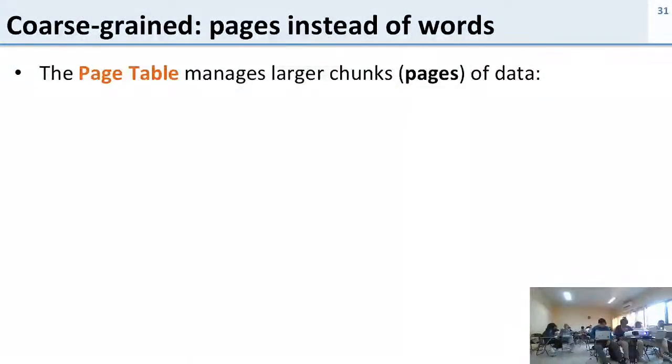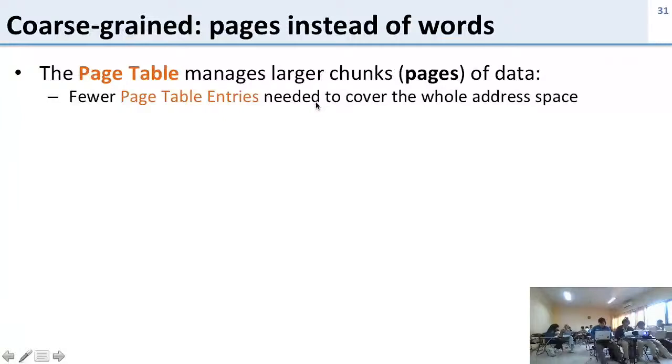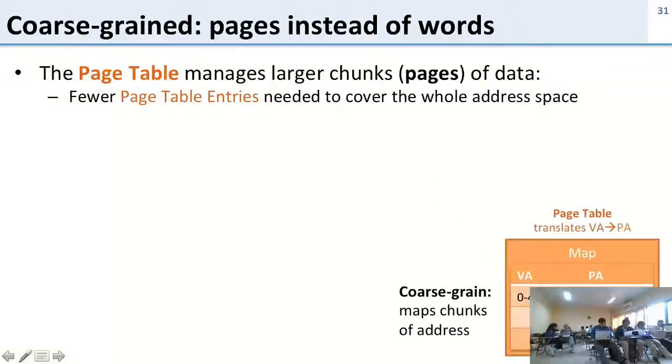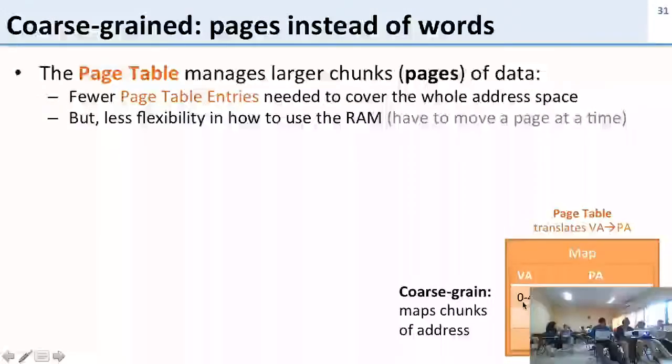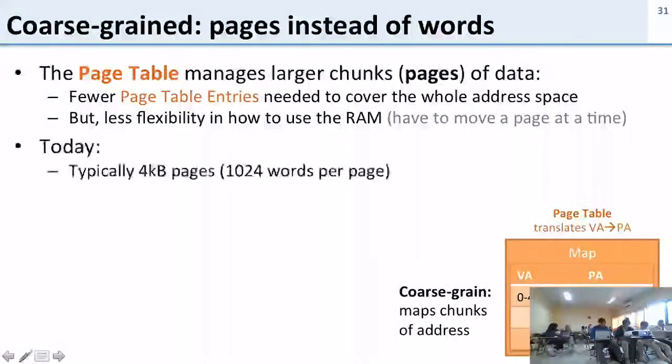So now we're going to do these coarse-grained pages instead. Our page table is no longer going to manage entries for each word, it's going to manage entries for each page. So we have fewer entries needed to cover the whole address space. And here's the example. We had 4 kilobyte pages here. There's also a trade-off. It's less flexible. Before, we could move each word at a time. Here we're going to have to move 4,096 bytes at a time, 4 kilobytes every time we want to move a page. So if we need to move something out to disk to make room, we're going to have to move out 4,096 bytes at a time to make room.